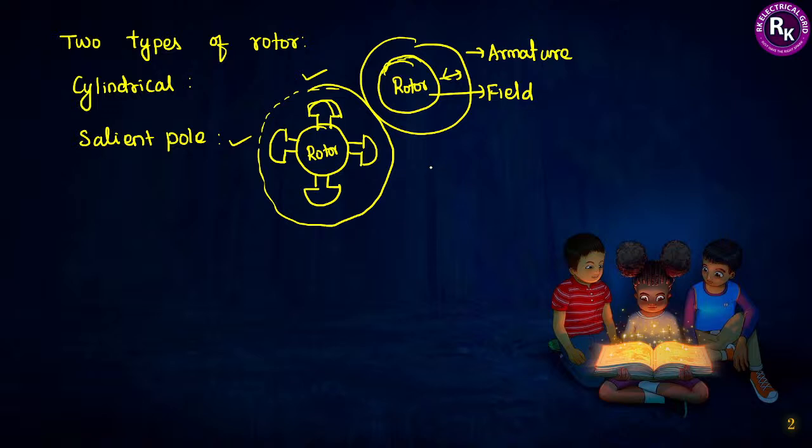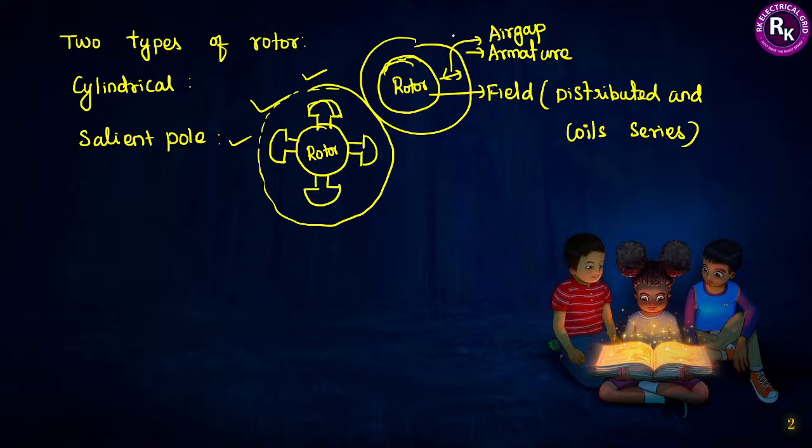The main point we must keep in mind is that the field winding is distributed and all the coils are connected in series. So the type of field winding is distributed, and all the coils of the field winding are connected in series. That is the basic nature of the field winding. And one more thing: between the stator and rotor you can observe the air gap. The air gap is minimum. When I compare this air gap with a salient pole machine, the cylindrical machine has a very small amount of air gap.